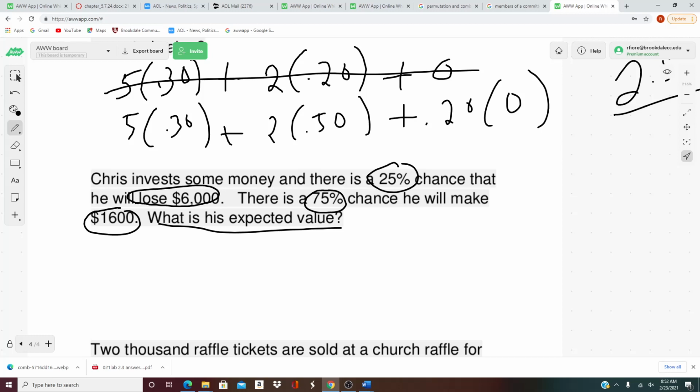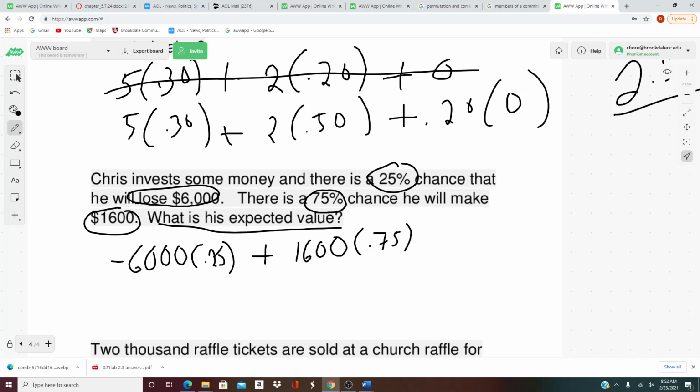What's his expected value? Well, let's start out with the fact of him losing $6,000. Because it's a loss, I designate it with a negative sign. I'm going to multiply that by 0.25 because there's a 25% chance he's going to lose that amount of money. Now, there's a chance he's going to make money. That's a positive number, which is $1,600. I'm going to multiply that by 0.75.